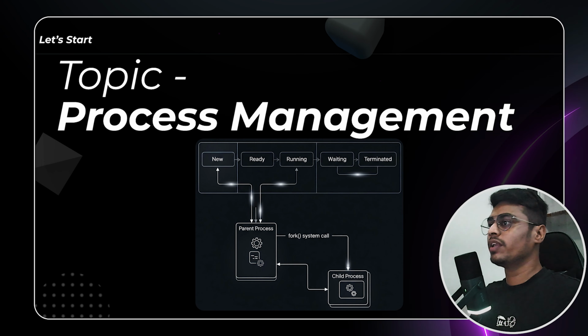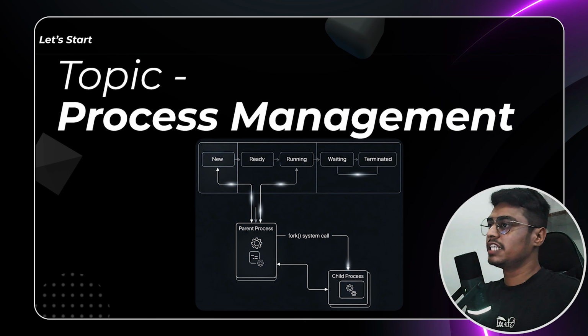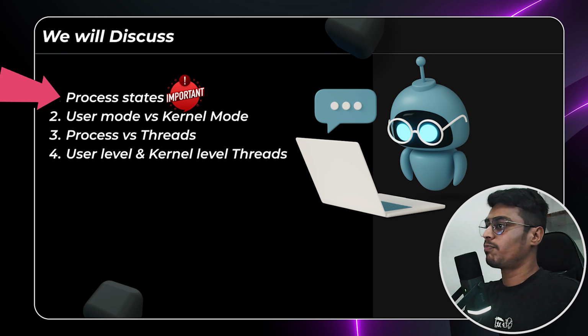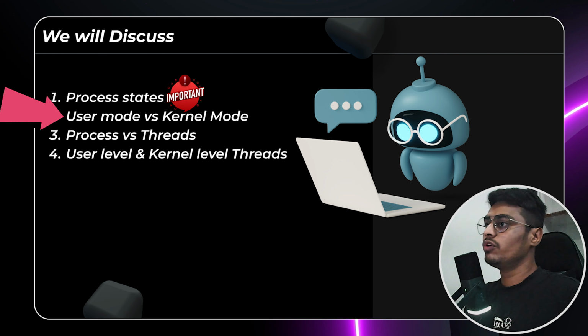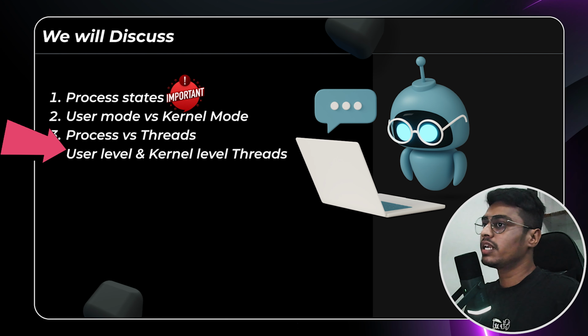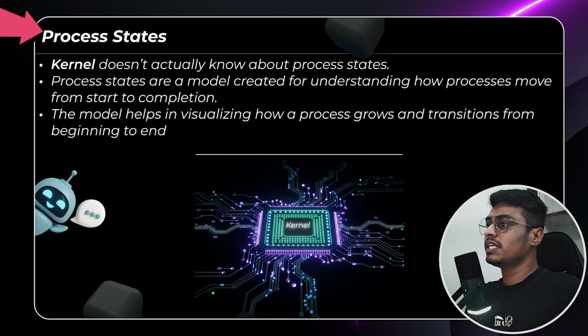Okay, so hello everyone. In this video, we will cover process management in operating systems. So, in this video, first we will discuss process states, then user mode versus kernel mode, then process versus thread, and at last we will discuss user level thread and kernel level thread. So, first start with process states.